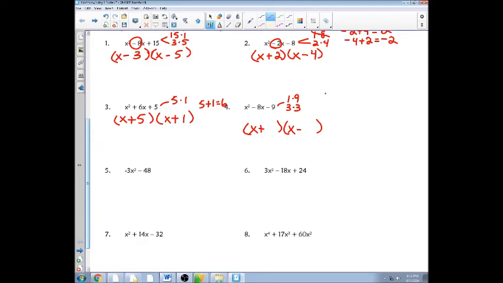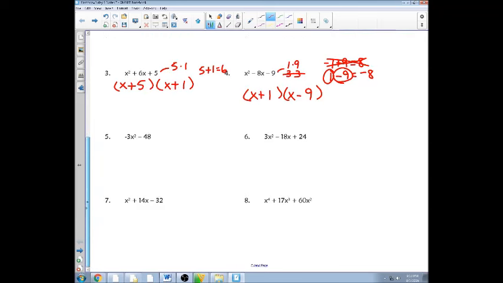Well, if I have a positive 3 and a negative 3, will that add to 8? No, it won't. So 3 and 3 will not work. How about 1 and 9? Is there some combination of 1 and 9 that can get me to negative 8? If I do negative 1 plus 9, I would get to positive 8. So that won't work. How about if I do positive 1 and negative 9? That will get me to negative 8. So since I had a negative 9, I'll put 9 where the negative sign is. I had a positive 1, I'll put 1 where the positive sign is, or the addition sign. And we are done.